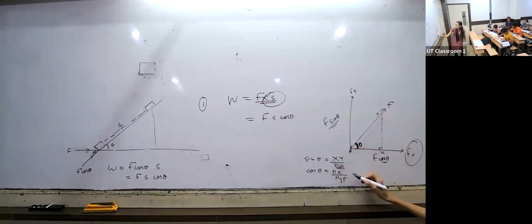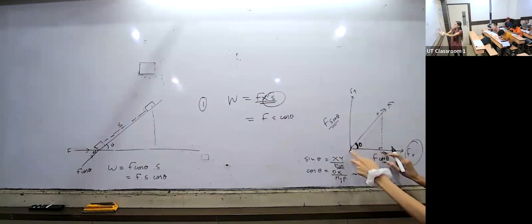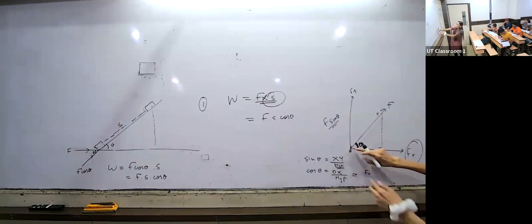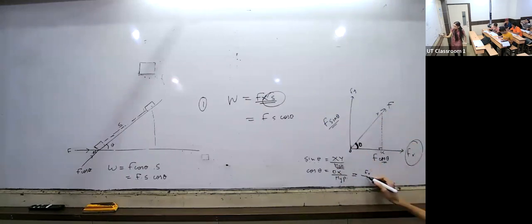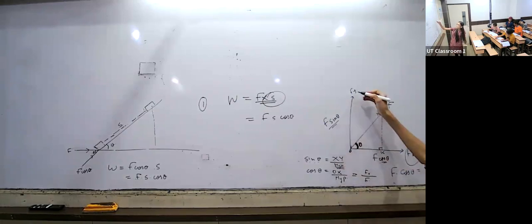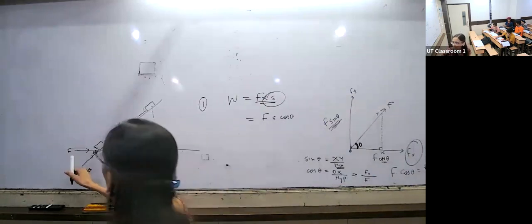So OX is the arm. Which arm does OX represent? Fx. And which arm does the hypotenuse represent? The actual force. So cos theta is equal to Fx upon F. So what will the value of Fx become? This F goes here. So Fx is equal to F cos theta. And similarly, you solve it and you find Fy is equal to F sine theta. And that logically applies here.